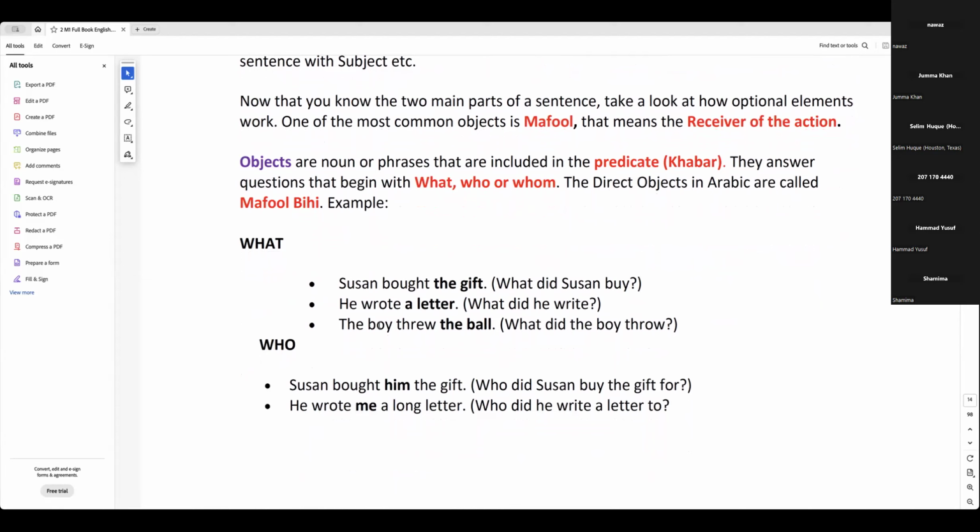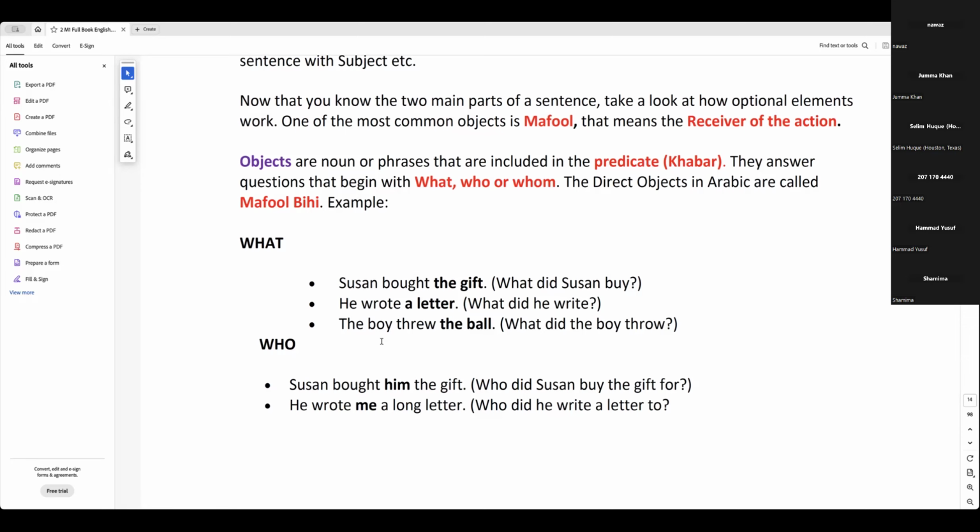The boy threw the ball. What? The ball. The ball is maf'ul bihi. Why? Because when you ask a question, the boy threw what? Automatically, before you complete the sentence, you have a question in your mind: threw what? That what, which follows, the ball, is a maf'ul bihi.